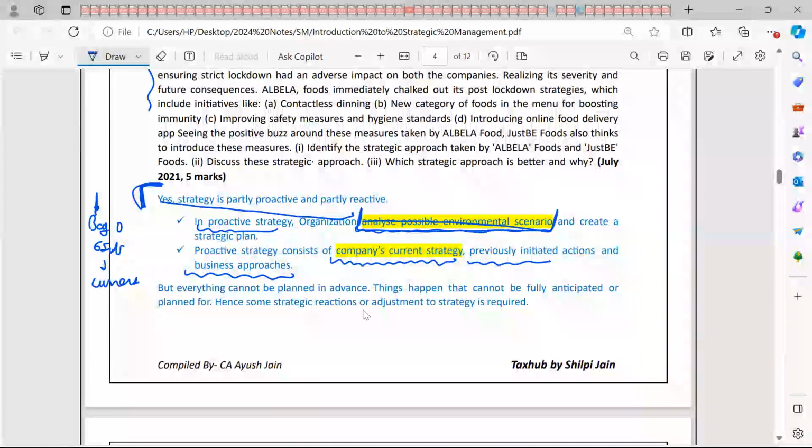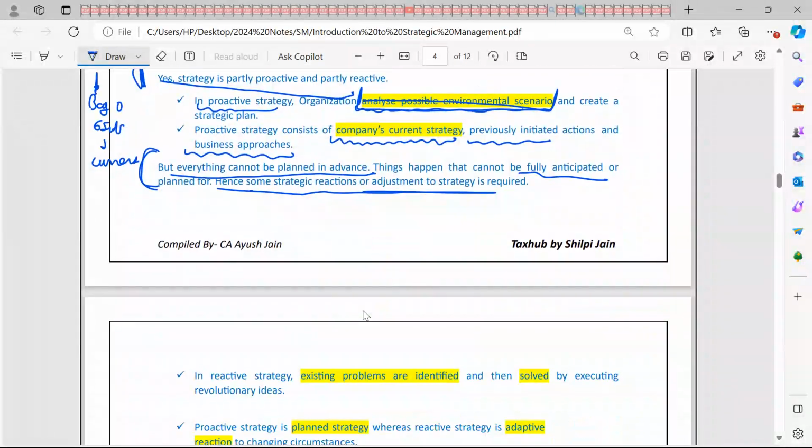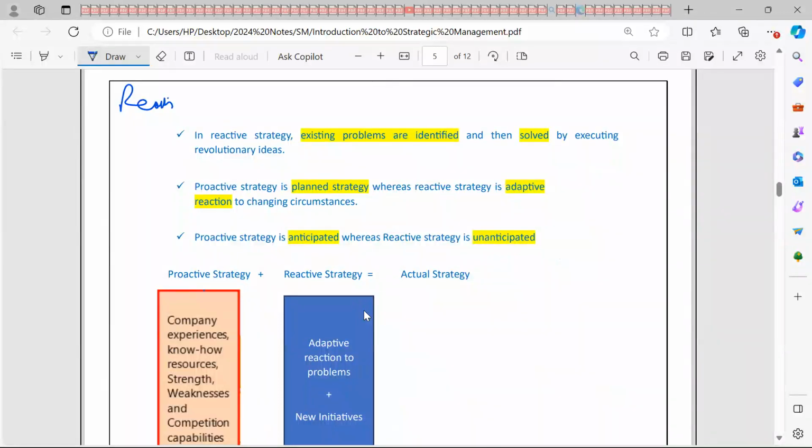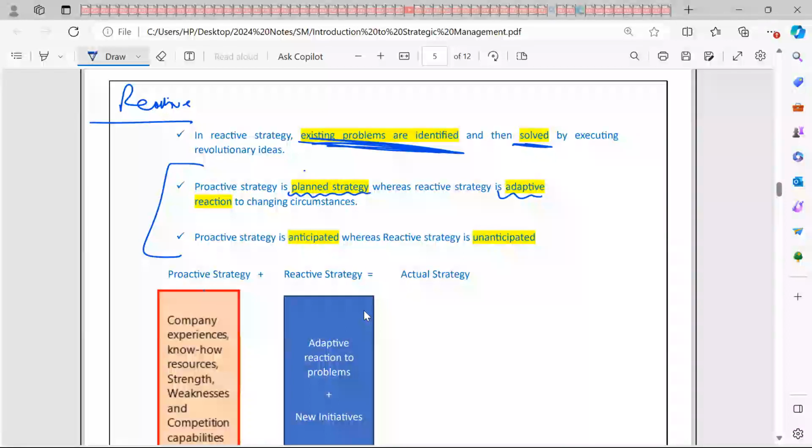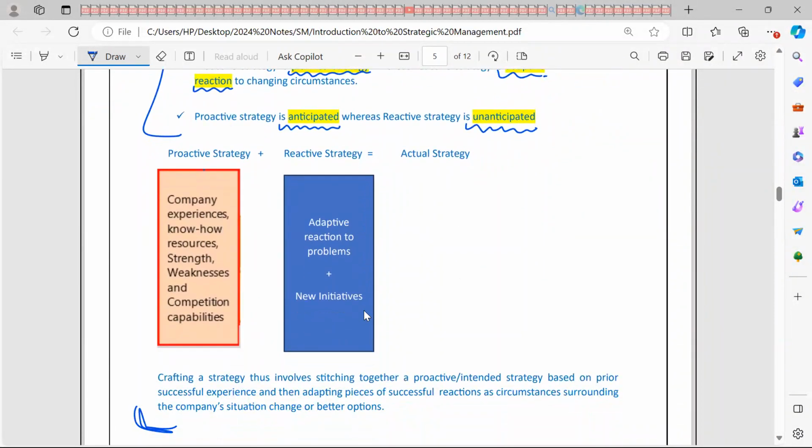But everything cannot happen in advance. Everything cannot be planned in advance. There has to be something unanticipated. Hence, some adjustment is required. So wherever adjustment is required, reactive strategy comes into the picture. In reactive strategy, existing problems are identified, as you identified your problem that you are not able to recall anything you studied in the past attempt. Then they are solved. Next, proactive strategy is a planned strategy, whereas reactive is the adaptive strategy. Adaptive means, in a changing environment, to adapt to the changing environment, we make some necessary adjustments to the strategies, or we make some new strategy. That was adaptive strategy. Proactive strategy is anticipated, whereas reactive strategy is unanticipated. Now this is one good thing.